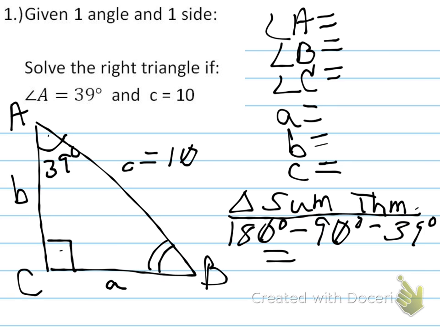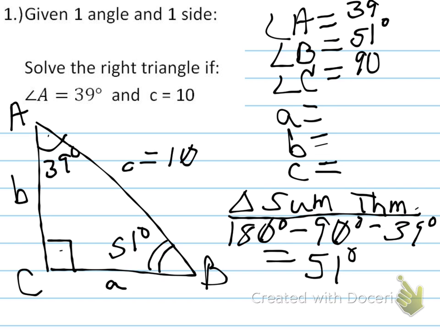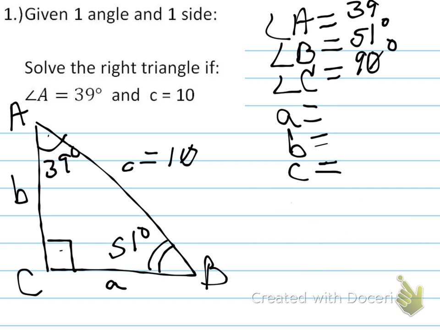And if you do that, you get 51 degrees. So I can fill out my angles now. I now know that that is 51 degrees. Angle A is 39. Angle B is 51 degrees. And angle C, of course, is going to be 90 degrees. So now I'm ready to find my missing sides. I already know that side C, of course, is 10.